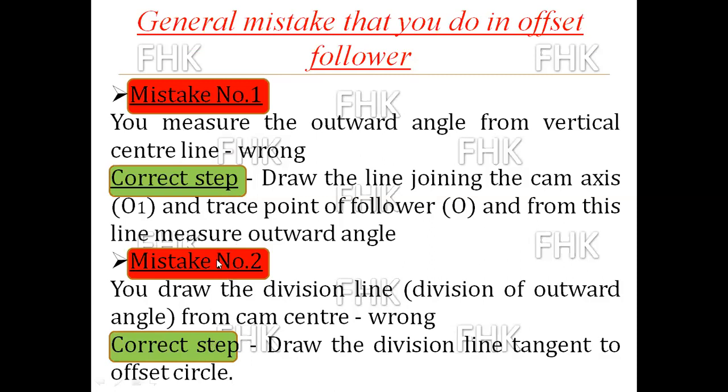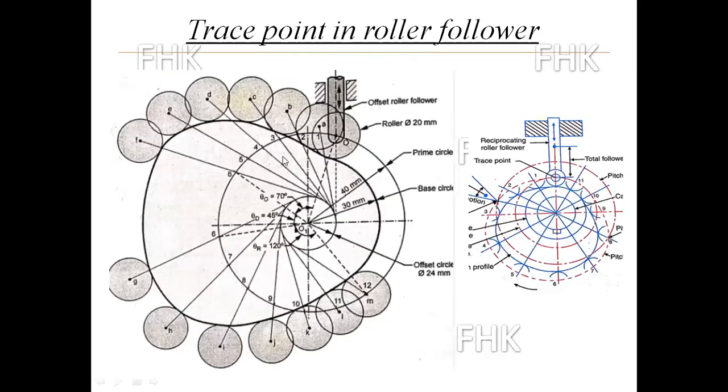So these are some important points where you make mistakes in the examination while drawing the offset follower cam profile. This is an image of a roller follower. Only the follower type is changing here, but the procedure to draw the cam profile for an offset follower is the same. Again I repeat: join the trace point of the follower and the cam axis by the line O and O1, and from that you will measure the outward stroke.